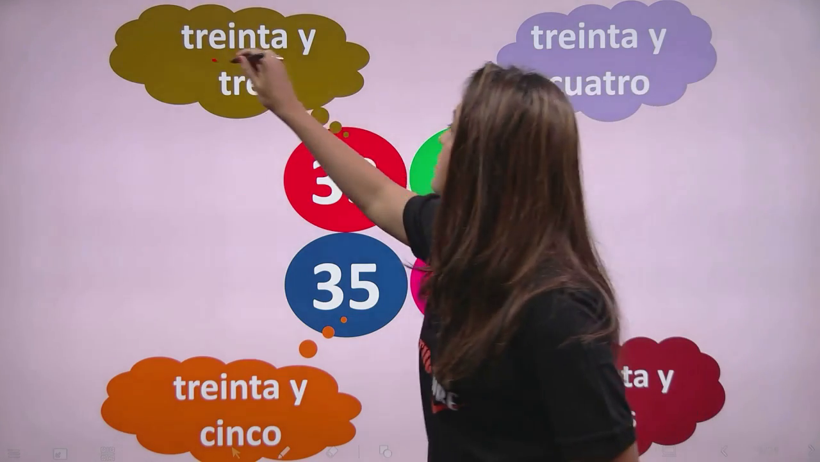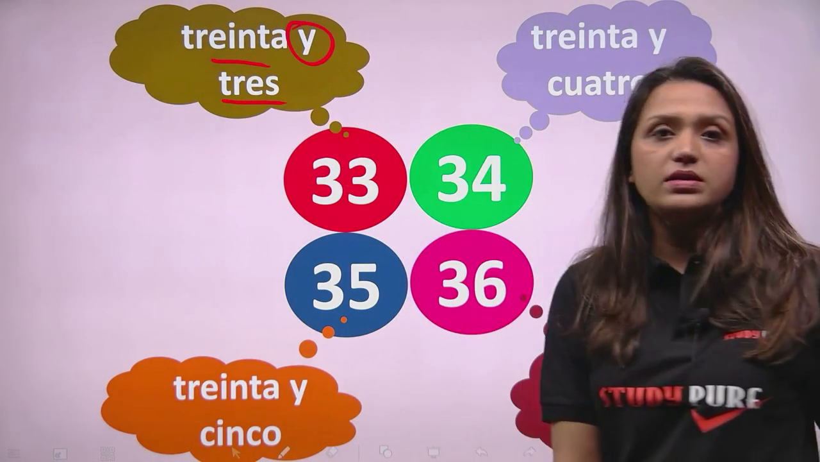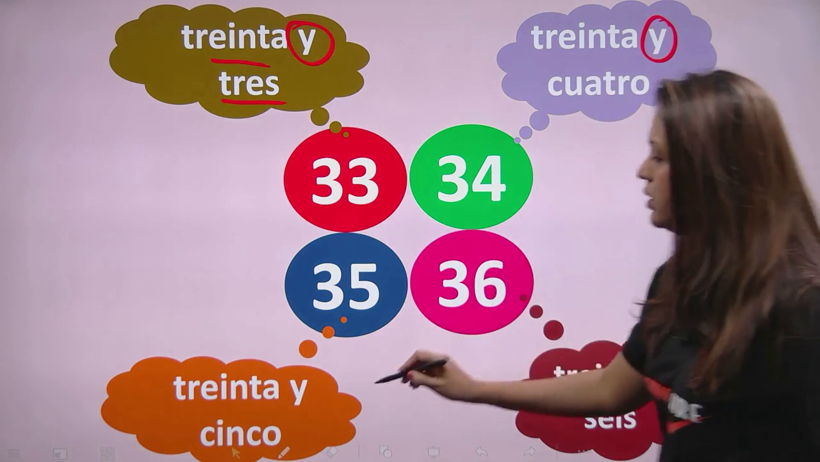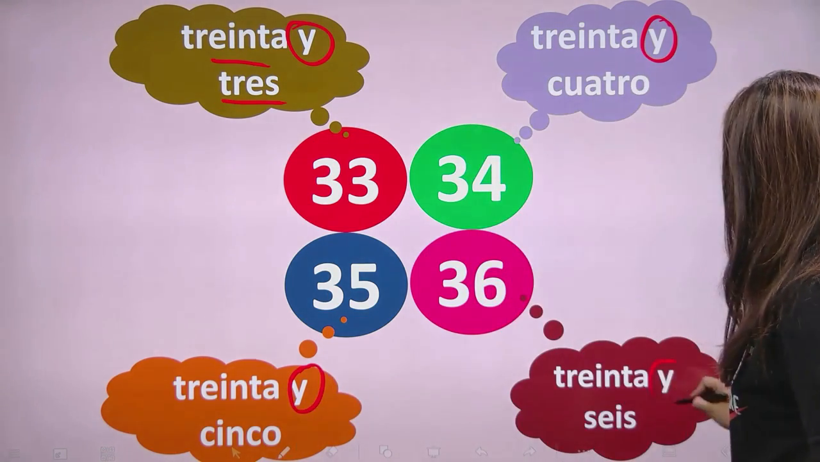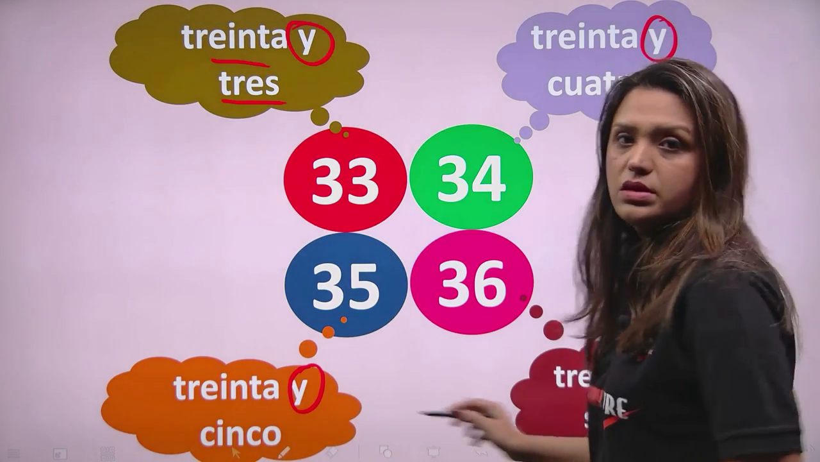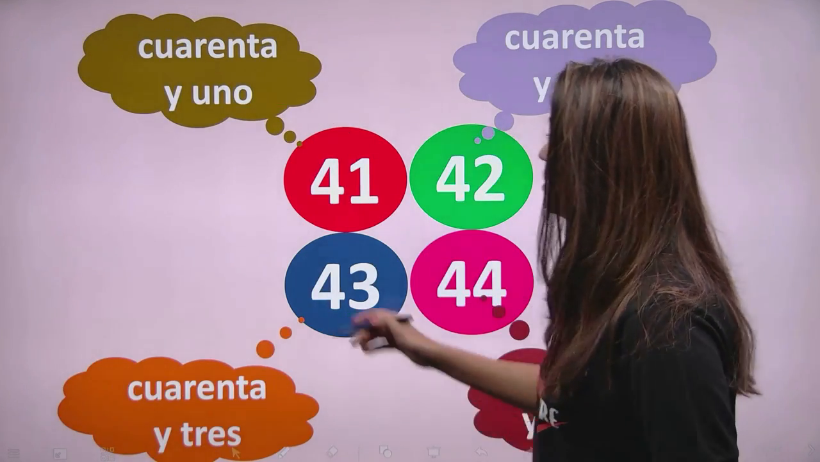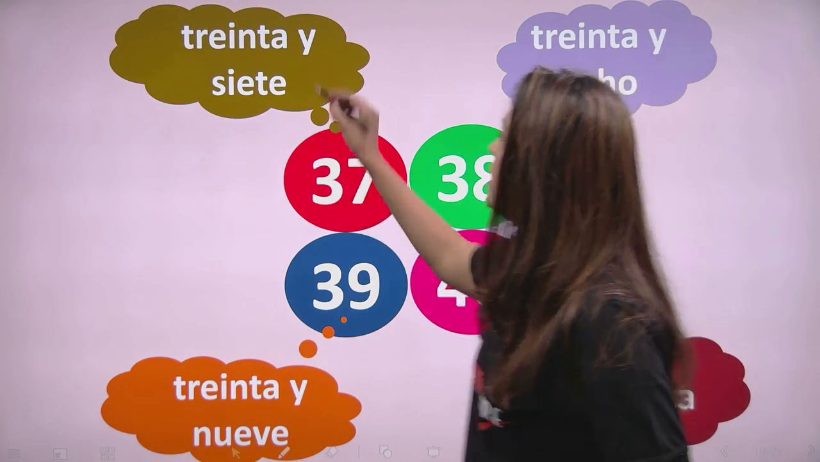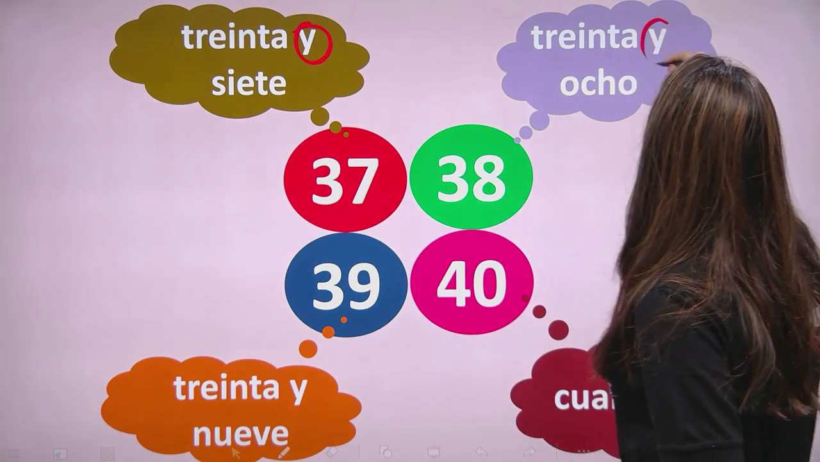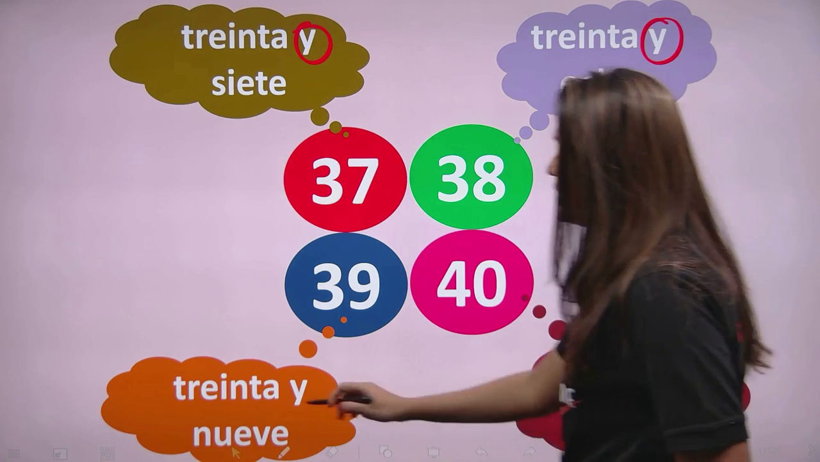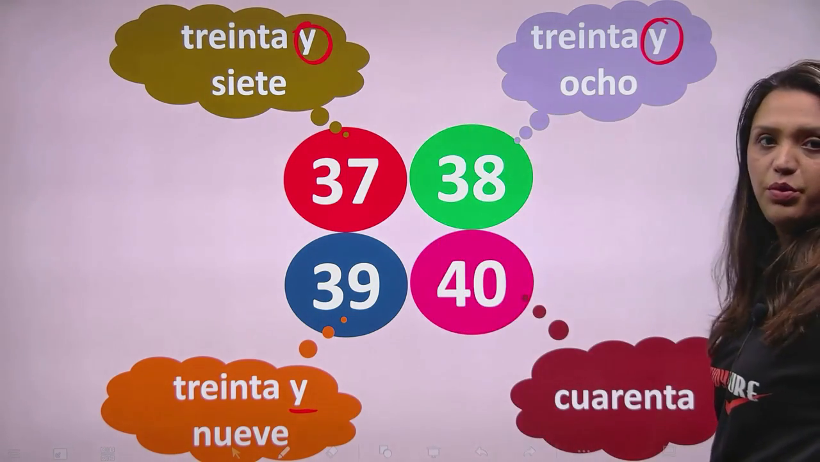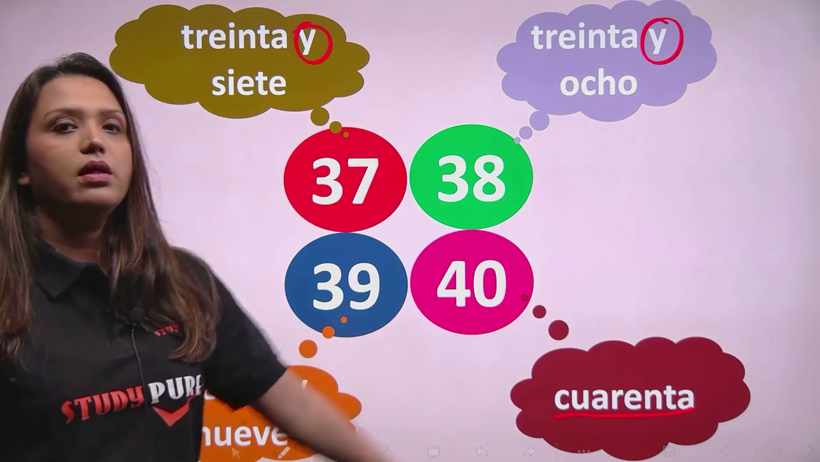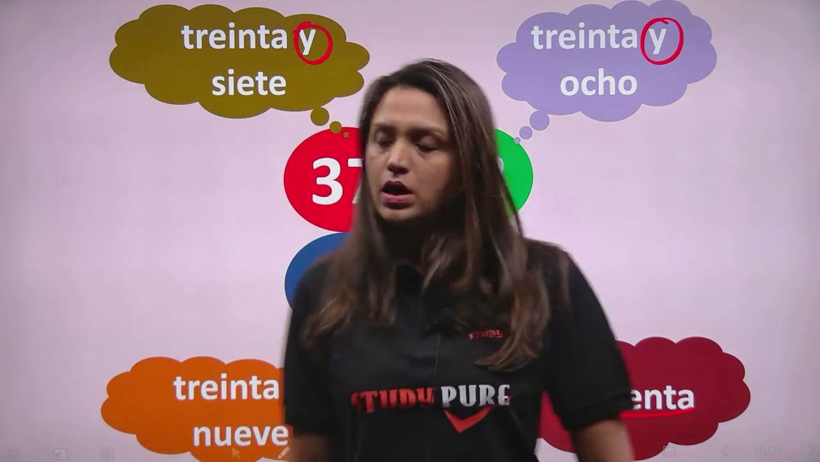Moving on, treinta y tres. That's number 33 for you. Treinta y cuatro, 34, treinta y cinco, 35, treinta y seis, 36. That's 35 and 36 respectively. Then, how do we say 37? Treinta y siete, 37, treinta y ocho, 38, treinta y nueve, 39, and finally number 40, which is cuarenta. That's number 40 for you. All right.